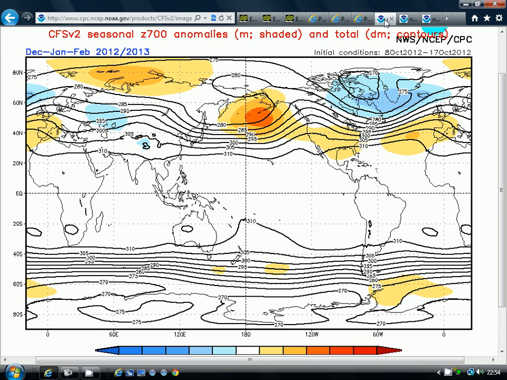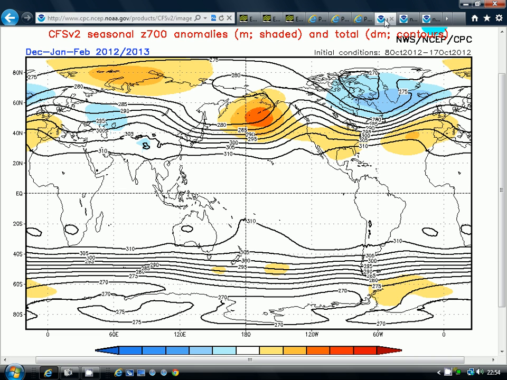The next model I want to go on to is the CFS model. CFS version 1 is now done. It's off my links page. We're finished with CFS version 1. So we're now down to CFS version 2, which is just really now basically the primary CFS model.